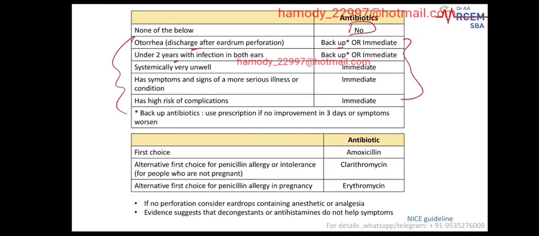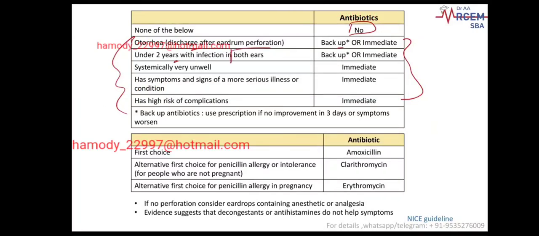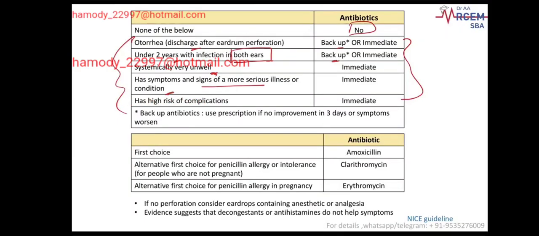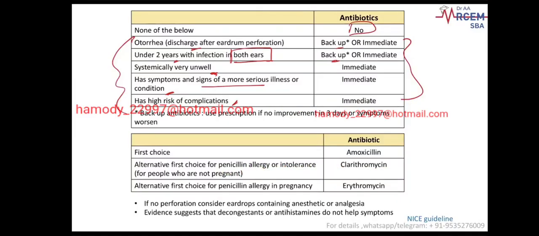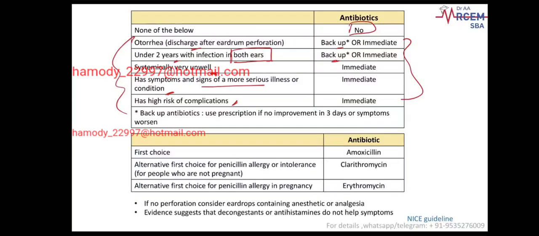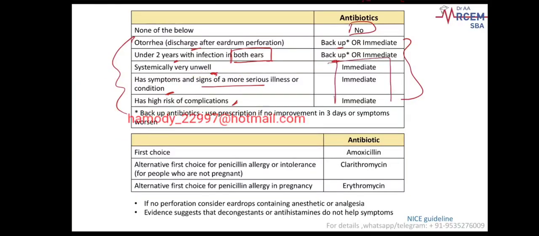If the kid is under 2 years old and both his ears are infected, backup is preferred. If he is systemically unwell, or the symptoms or signs are suggestive of a more serious condition, okay, there might be associated, for example, meningitis, or he has a risk for complications. For example, because of his comorbidities, he has a congenital heart disease, he has a chronic lung disorder, or he is immunocompromised for any reason. In all these circumstances, immediate antibiotics is preferred.